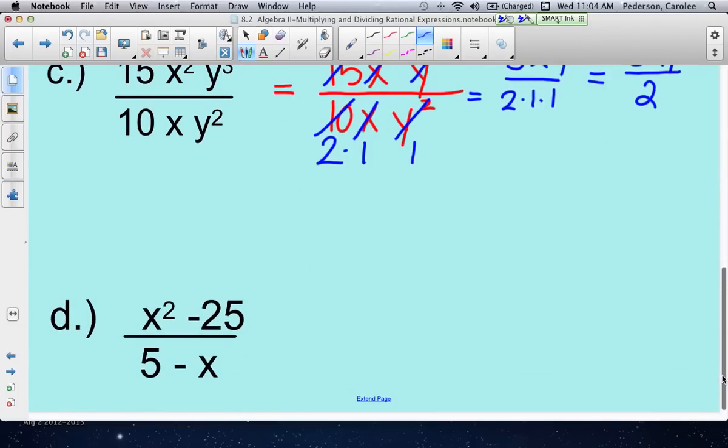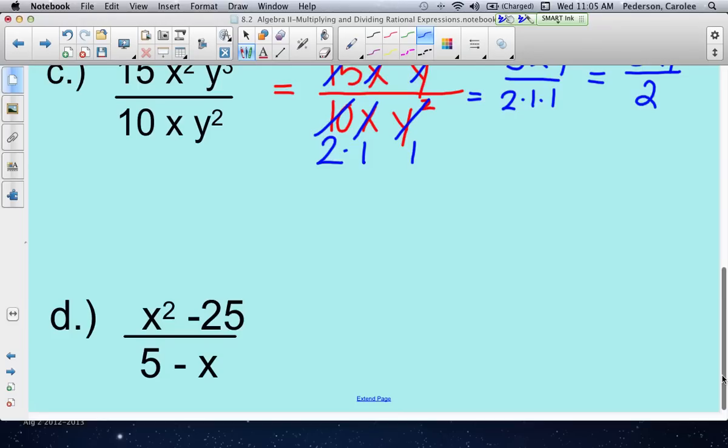All right. Question D is a little bit more challenging. Now we're going to have to start factoring. So remembering those rules of factoring, x squared minus 25 is in the numerator, and then 5 minus x is in the denominator.